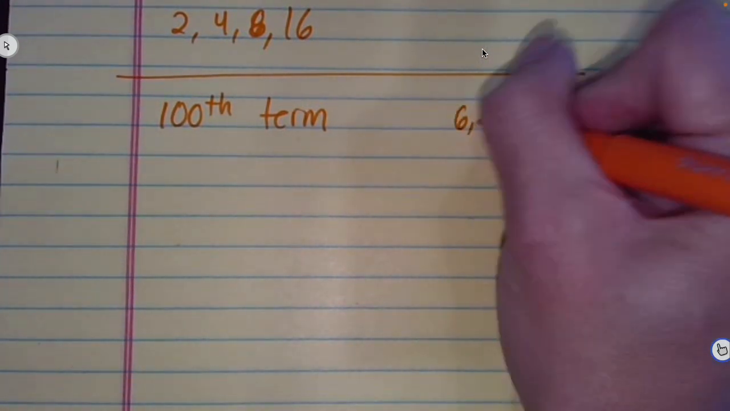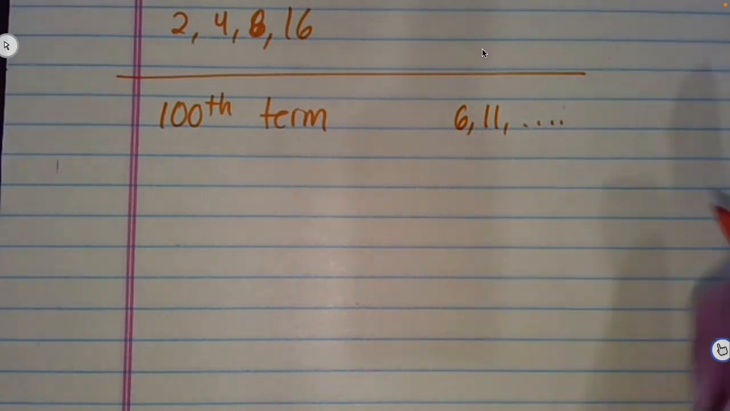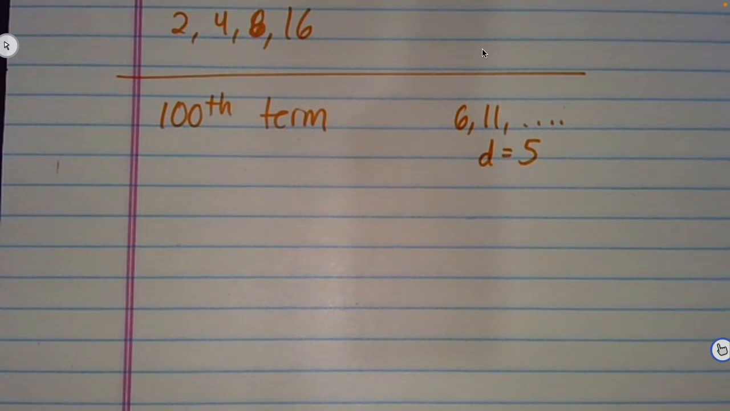100th term. It's telling us it's an arithmetic sequence, and these are my first 2 numbers. All right, but I know it's arithmetic. So what did I add? 5. So my common difference is 5. I know that. Now, whenever I'm trying to find a term, we use the explicit formula.